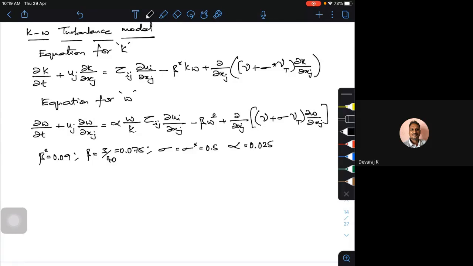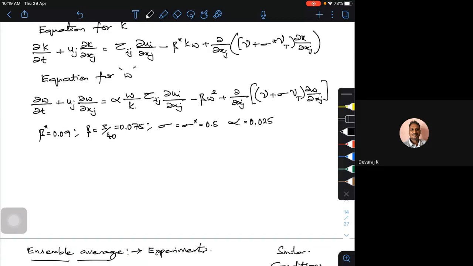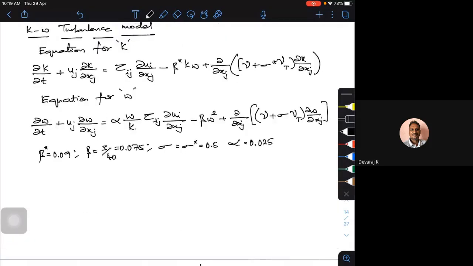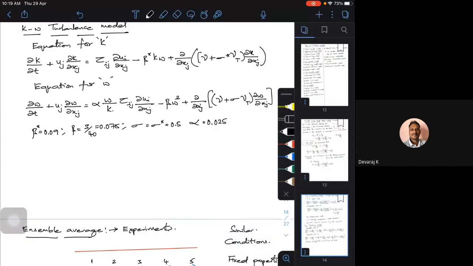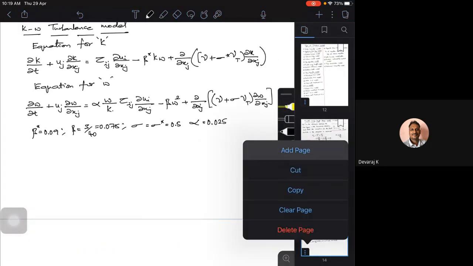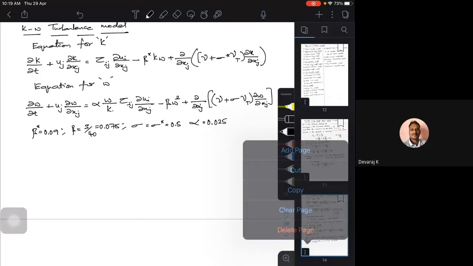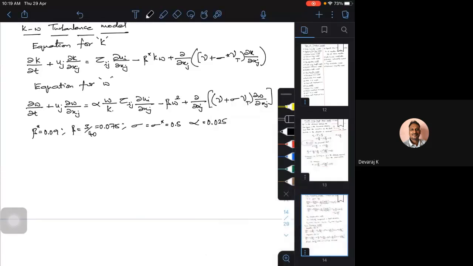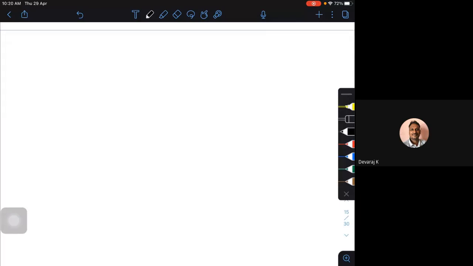Then we'll try to look into the one equation model, which is called the eddy viscosity model. The eddy viscosity one equation model. Here we have a single equation.